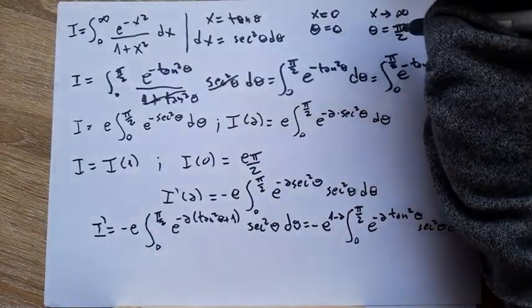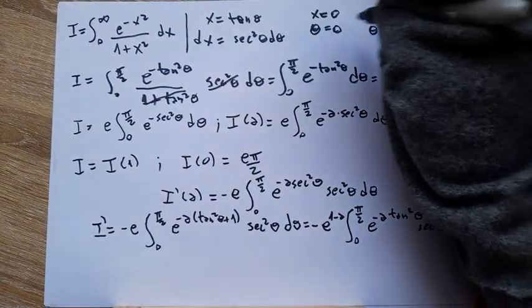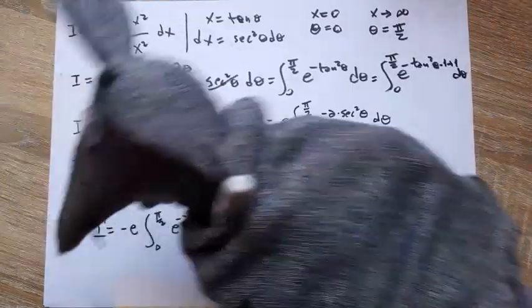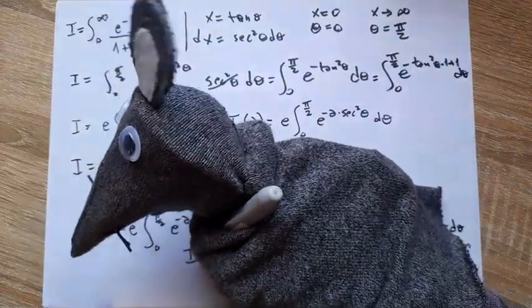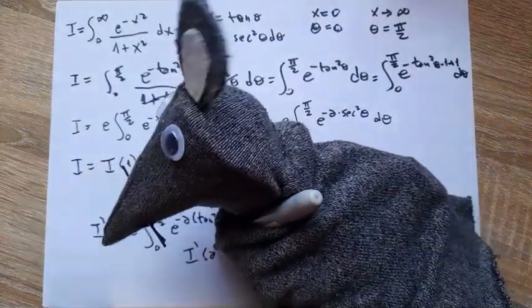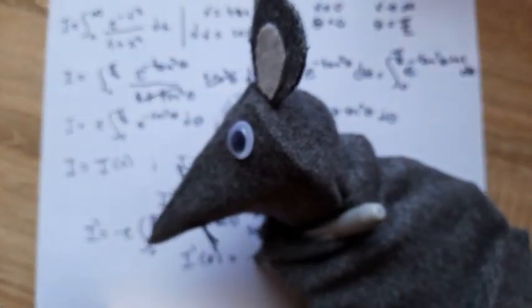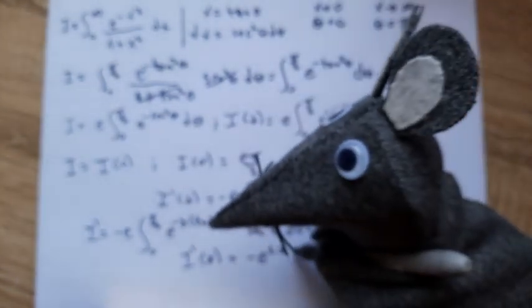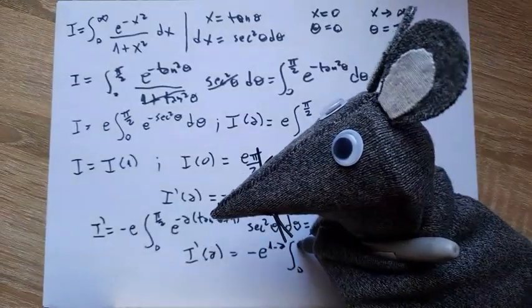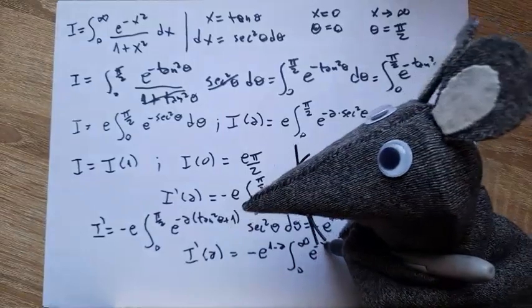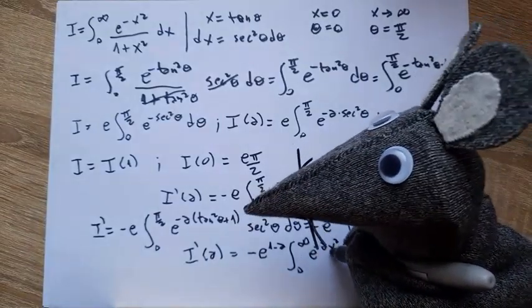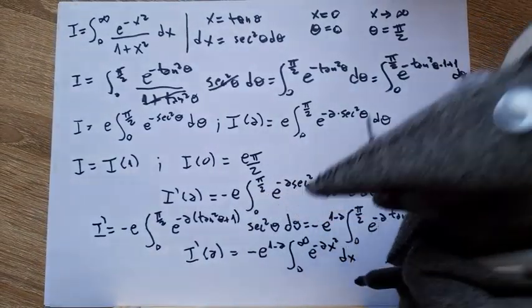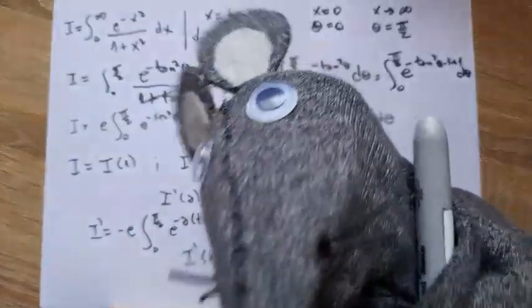The integration limits will be reverted the same as before, and we get I prime of a equals minus e to the 1 minus a, integral from 0 to infinity of e to the minus a x square dx.